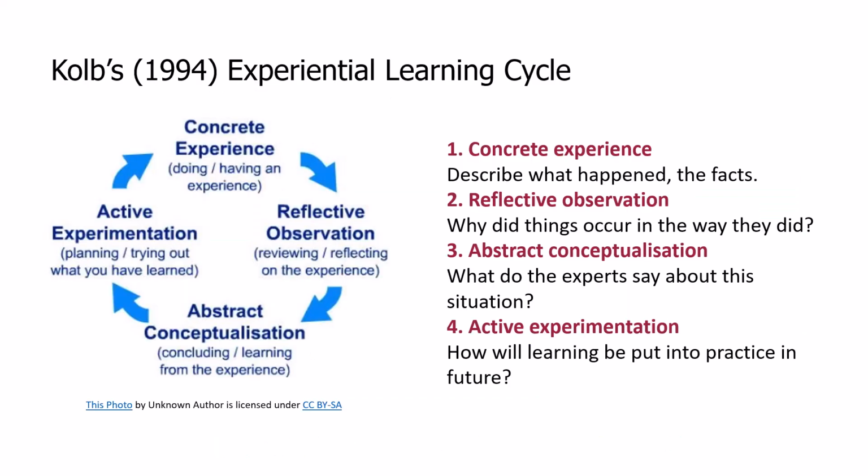Another fairly commonly used one is Kolb's experiential learning cycle. The first section, concrete experience, is where your description will be. Reflective observation is explaining why things happened like that, so that's your analysis. Abstract conceptualization is considering what experts have said about it. So that's where you would bring in your evidence from research papers. And then active experimentation is where you would put that learning into practice in the future, explaining your action plan.